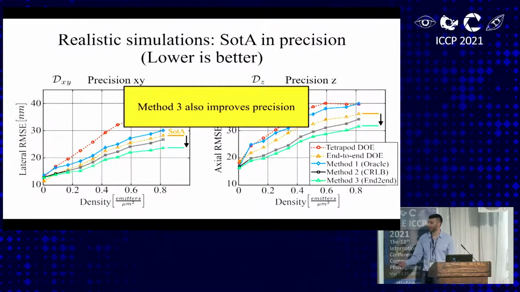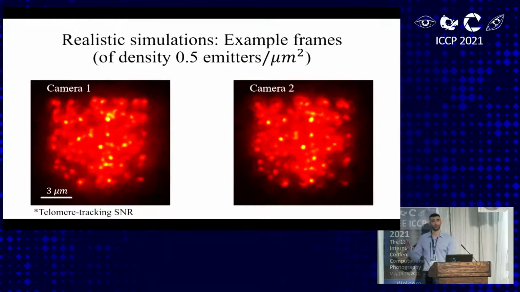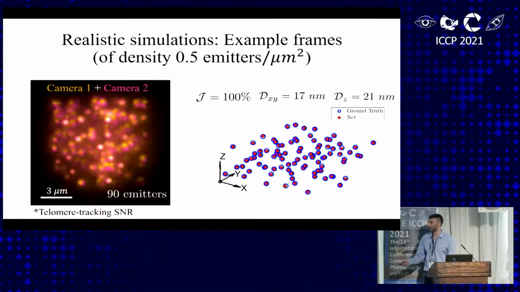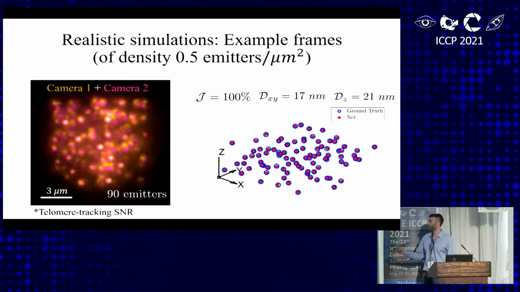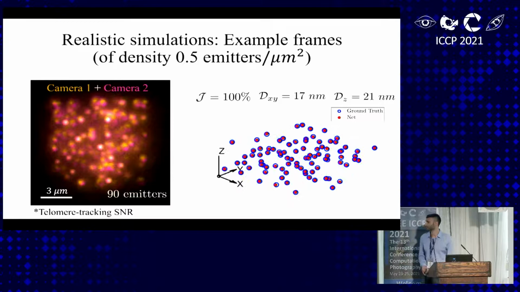Now, just to give you a hint what this density axis really means, let's take a visual example at a density of 0.5. So this is simulated with method 3 with the PSFs learned end-to-end. And if we feed these two images into the reconstruction network, we get a perfect reconstruction of all 90 emitters with a Jaccard index of 100%. And the lateral and axial RMSE are also very low, which means very precisely.